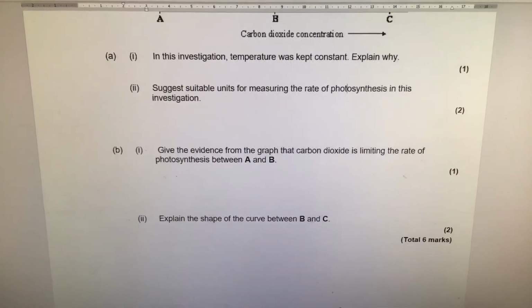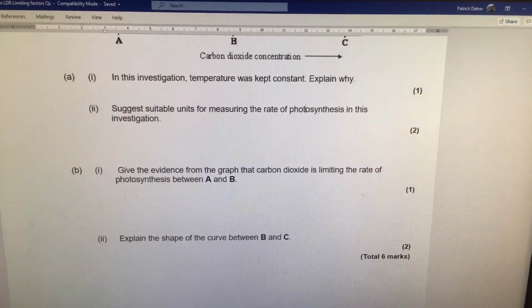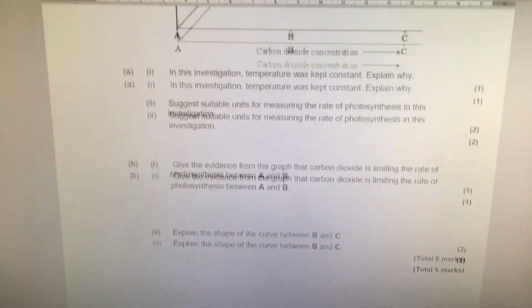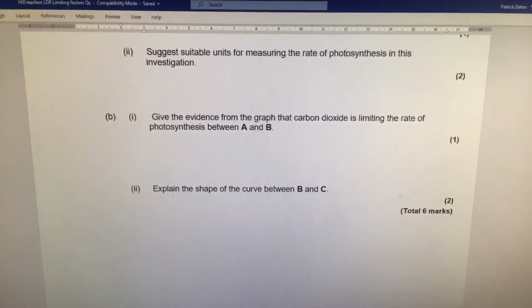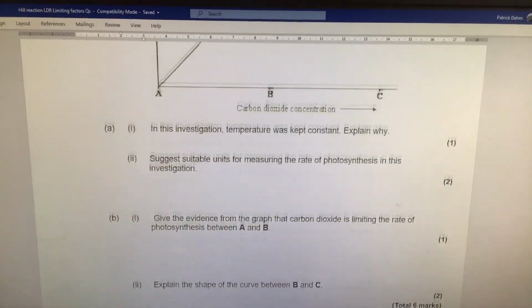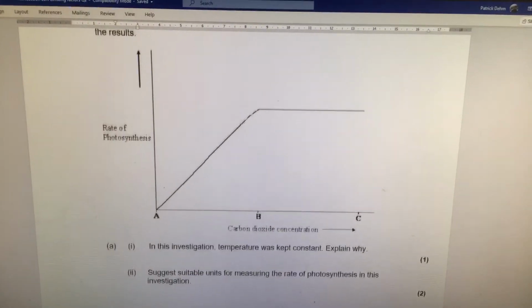Give evidence from the graph that carbon dioxide is limiting the rate of photosynthesis between A and B. Well, I've explained that already, so look at the mark scheme. Explain the shape of the curve between B and C, so I've explained that as well. So hopefully the mark scheme will make sense.